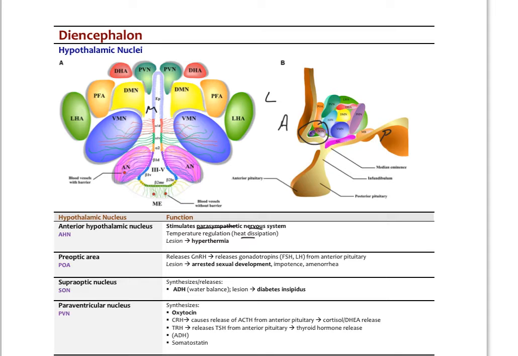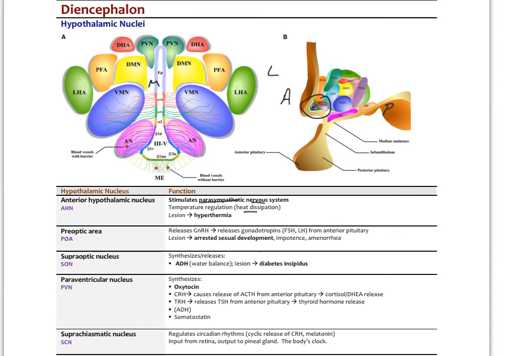Not hypothermia, but hyperthermia, overheating. So that's going to help regulate cooling down. We can say that's sort of a cooling center. So that's the anterior hypothalamic nucleus. And then if we go downwards, we have an area called the preoptic area, and that is going to be right above the eyes.